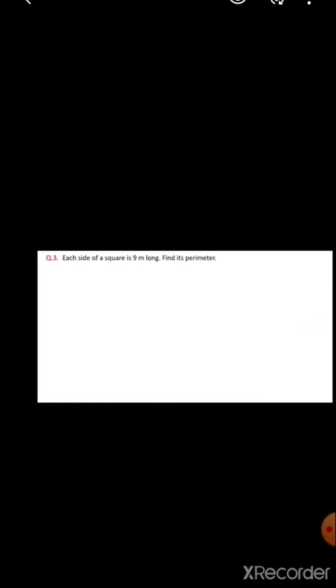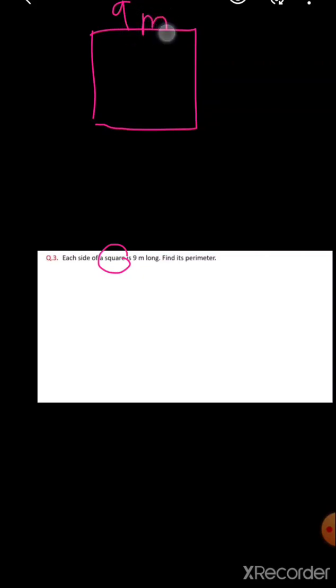Question number 3. Each side of a square is 9 meters long. Find its perimeter. Here a square is given. So we will first draw a square and the side of the square is 9 meters. In a square all the 4 sides are equal. So if this is 9 meters, this will also be 9, 9 and 9. Now we will find the perimeter of a square. We will write the formula.